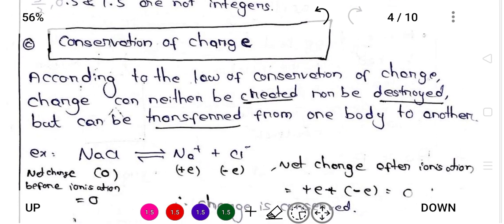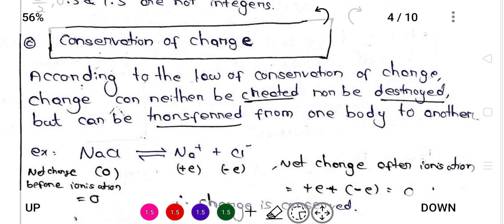Now the next part is conservation of charge. It is an important property of electric charge that charges are conserved in nature, meaning charge can neither be created nor be destroyed, but can be transferred from one body to another body.